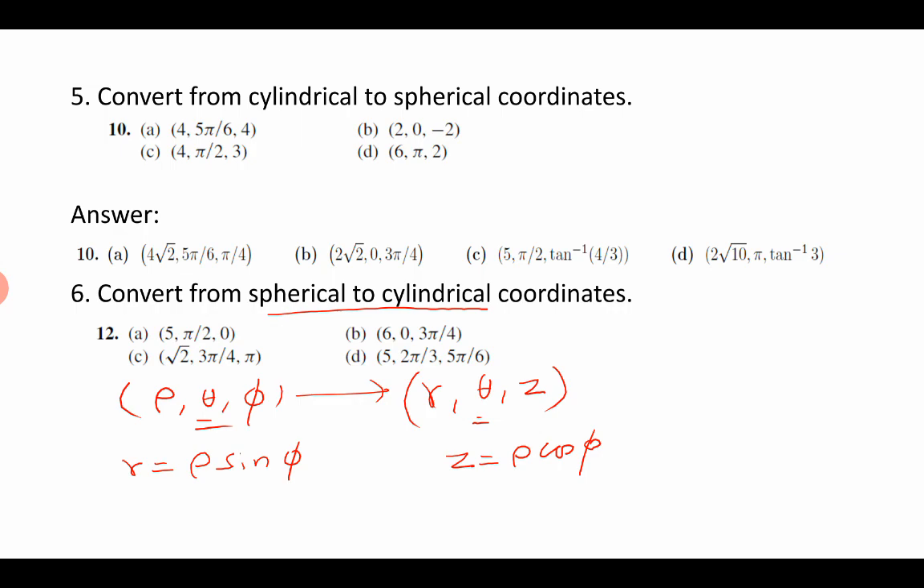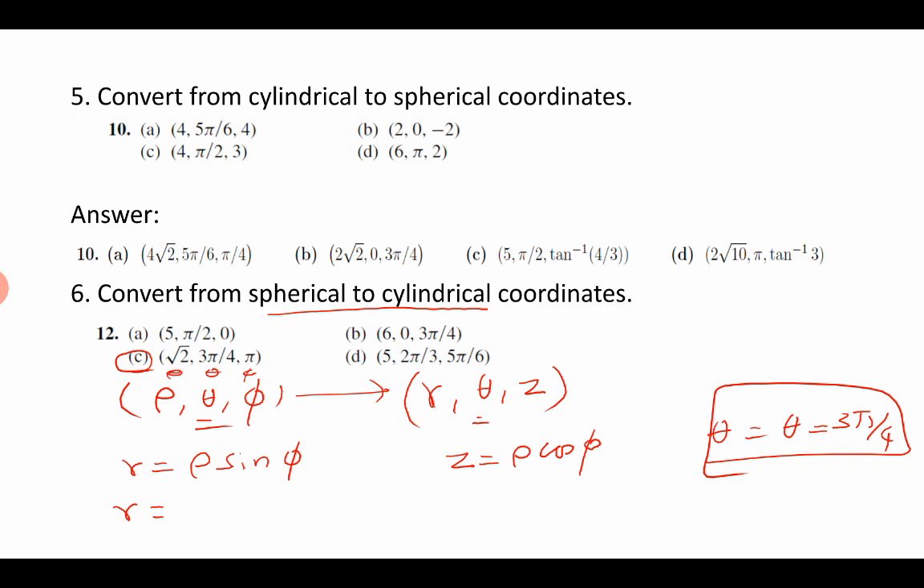So the formula suggests what is r? From the 12 problems, let's choose one. Let's choose C. So here rho is root 2, theta is 3 pi by 4, phi is pi. So no change in theta. Theta remains 3 pi by 4. Therefore r is root 2 sine phi, which is 0. Sine phi is 0, you get 0.